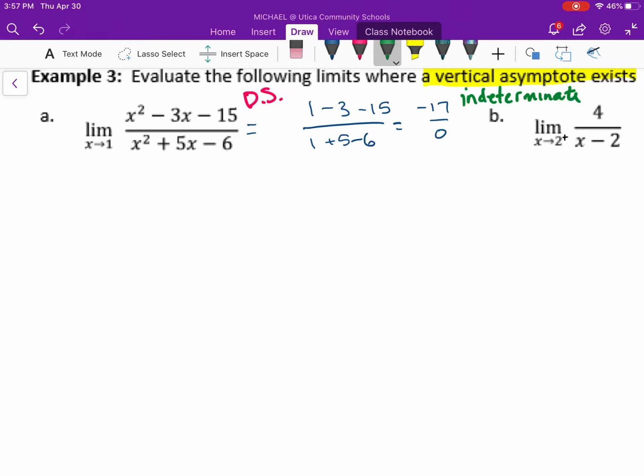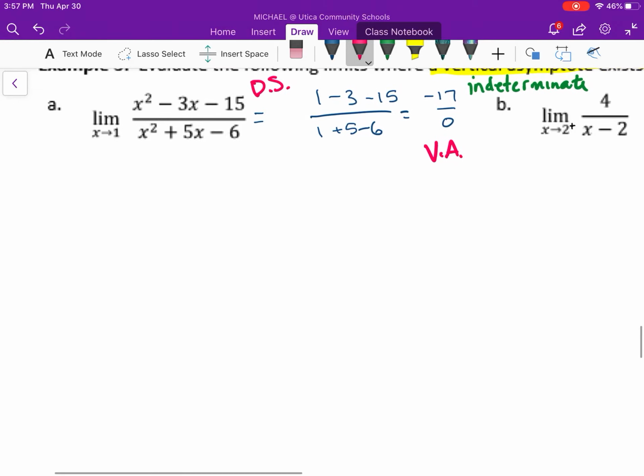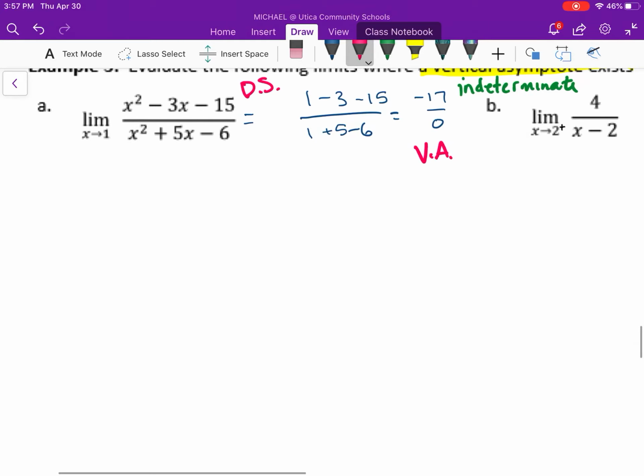I can't determine what the answer is, but I can tell you that there's a vertical asymptote. So anytime we have a number divided by 0, then we have a vertical asymptote. 0 divided by 0 is always a hole. A number divided by 0 is not always, but in most cases, a vertical asymptote. So we're going to work through the same idea.